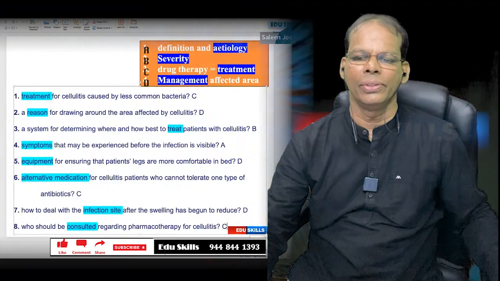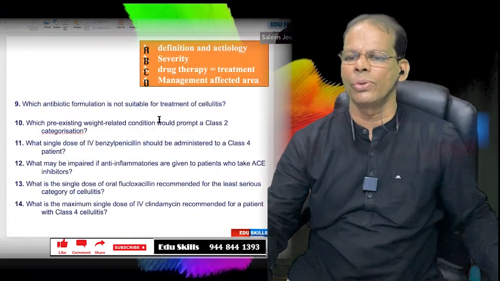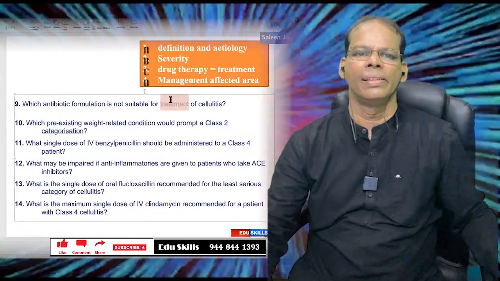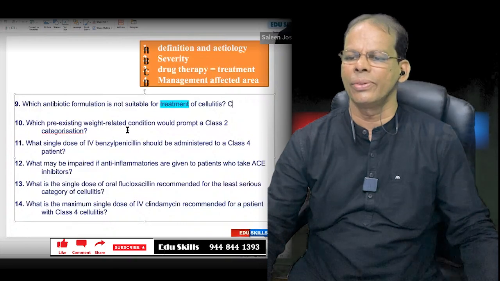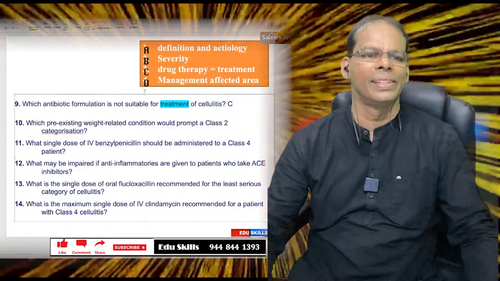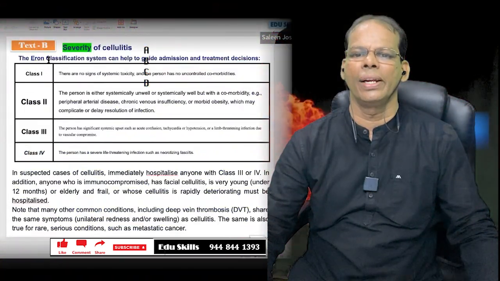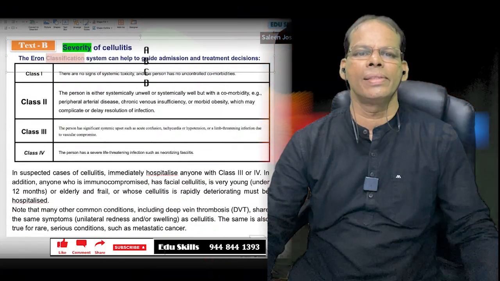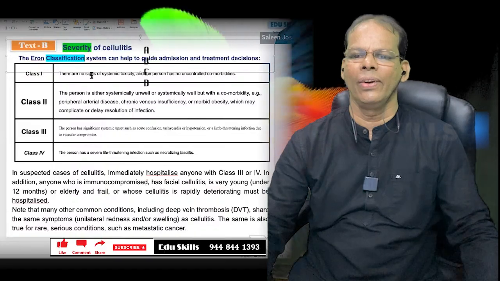Okay. Let's see now the same way. Now coming here, which antibiotic formulation is not suitable for treatment of cellulitis? C. Treatment. Okay. Then which pre-existing weight-related condition would prompt a class 2 categorization? B. See, that's why I said you have to read the topic as well. Categorization, synonym here is classification. So definitely it is in B.